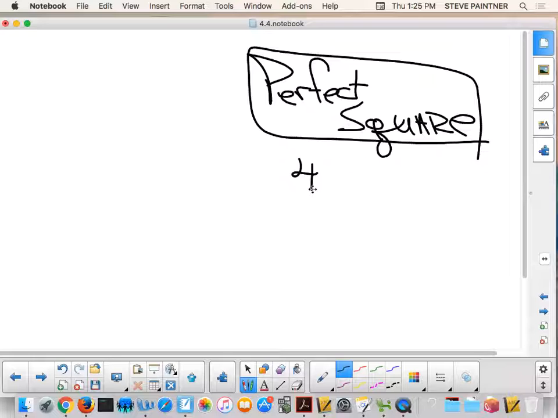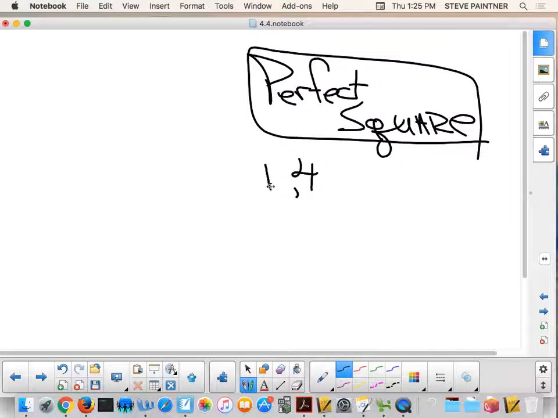Is there just one perfect square out there? No. Are there many? Yeah, there's millions. Here's what I want. I want you to know the first 15. Algebra 2 students should memorize the first 15. The smallest one is going to be what?